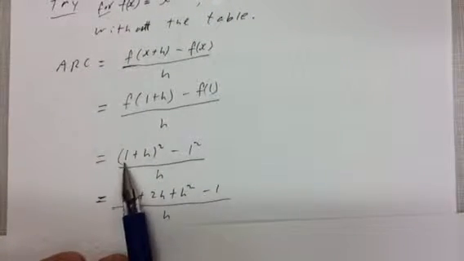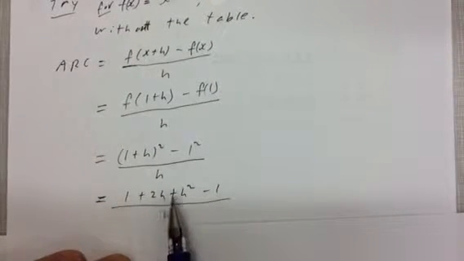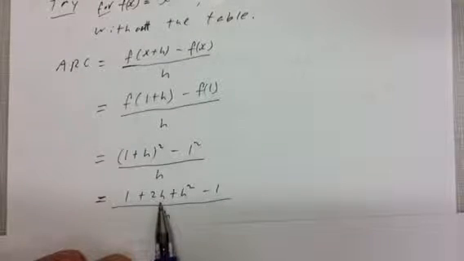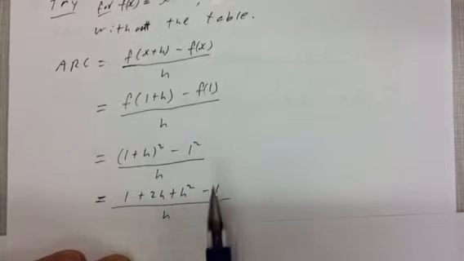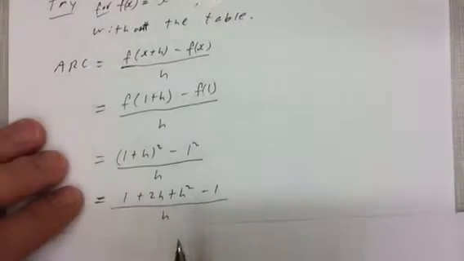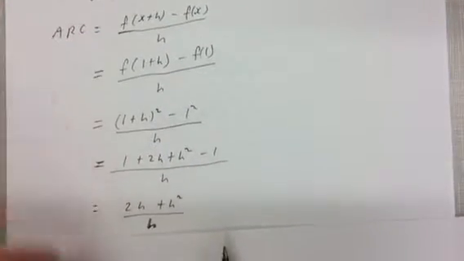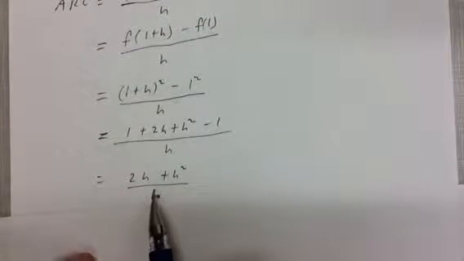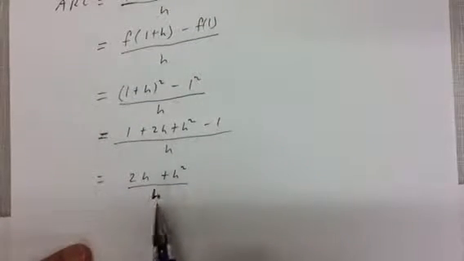We expand this, we get 1 plus 2h plus h squared. That's a perfect square, that's how it expands. And then minus 1. Those 1's cancel out. 1 minus 1 cancels out. And we end up with this expression, which we notice now that h is a common factor on the top and the bottom.